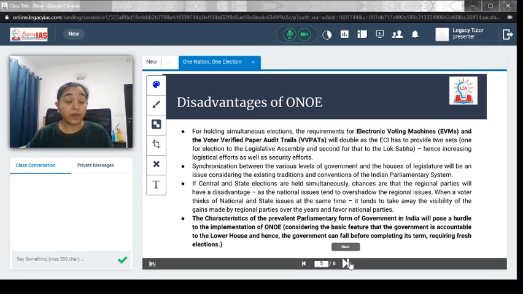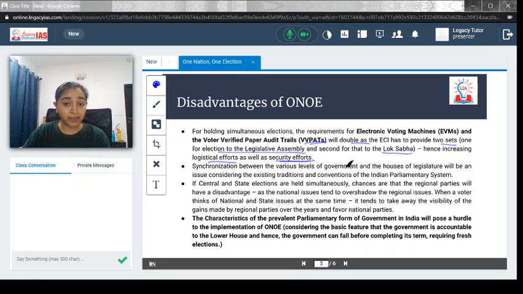Now let's also try to understand what the disadvantages are, or why there is an opposite side to the debate which says that One Nation One Election should not be proceeded with. For holding simultaneous elections, the requirement of EVMs and VVPATs will double, as the ECI has to provide two sets, one for the election to the Legislative Assembly and the second for the Lok Sabha, hence increasing the logistical as well as security efforts. We just discussed that the sheer number of EVMs and VVPATs required would be almost doubled and could even be more than that. So the logistical cost or initial investment could be more.